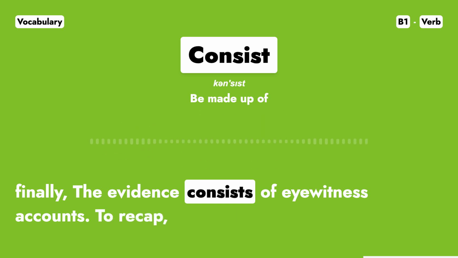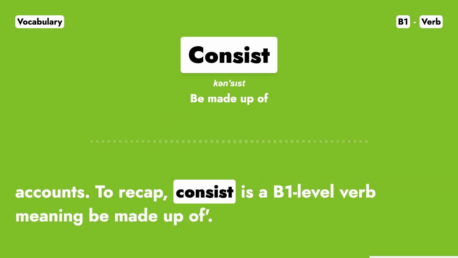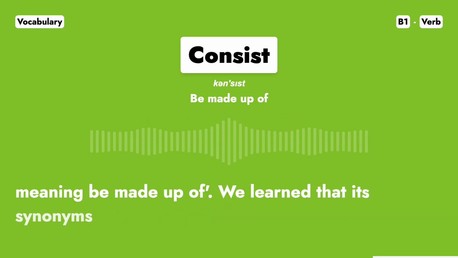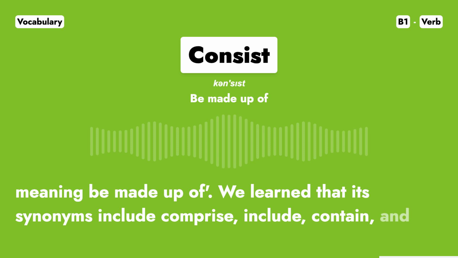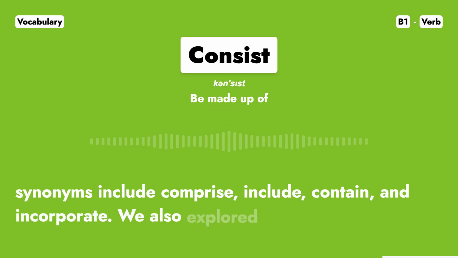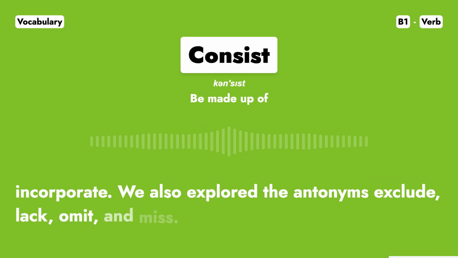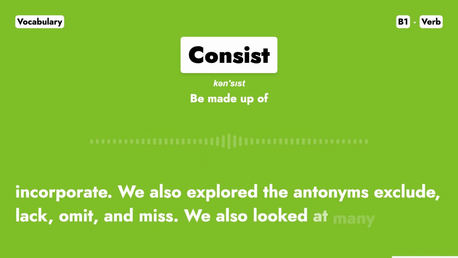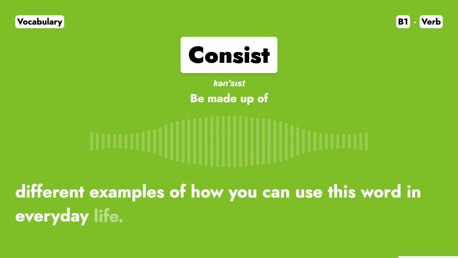To recap, consist is a B1 level verb meaning be made up of. We learned that its synonyms include comprise, include, contain, and incorporate. We also explored the antonyms exclude, lack, omit, and miss. We also looked at many different examples of how you can use this word in everyday life.